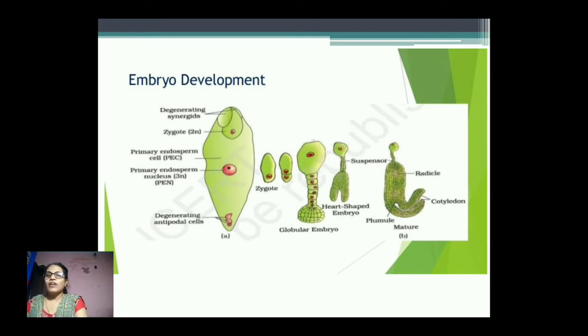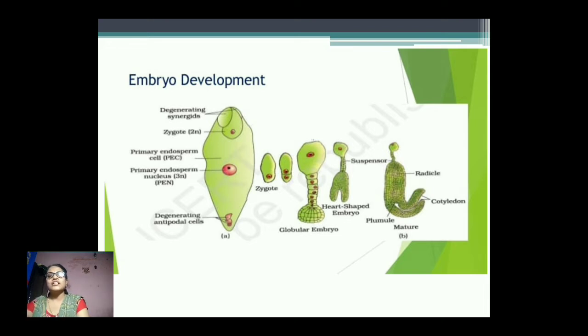Then the zygote divides horizontally and vertically and it produces a heart-shaped embryo. The heart-shaped embryo contains two parts. One part is known as plumule and another part is known as radicle. The plumule develops and produces the shoot of the plant, and the shoot contains the flower, bud, etc. And the radicle contains the root cap, etc. And the cotyledon contains the reserve food material for the growing plant.